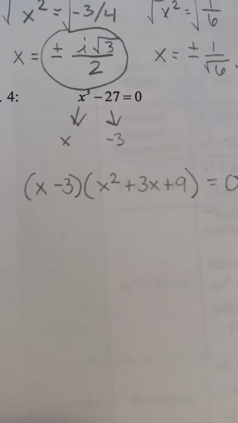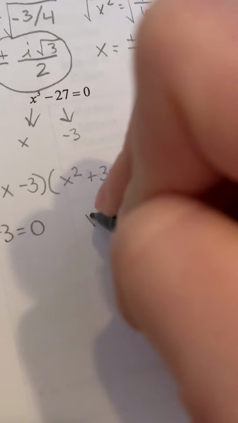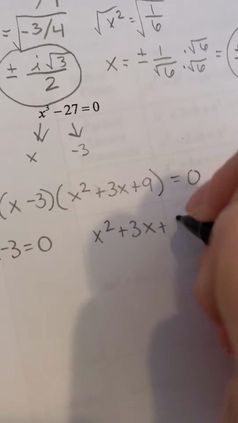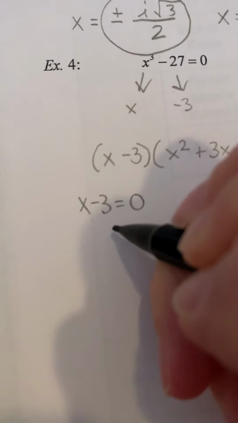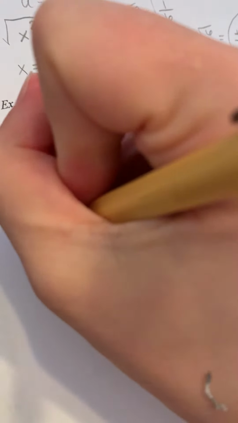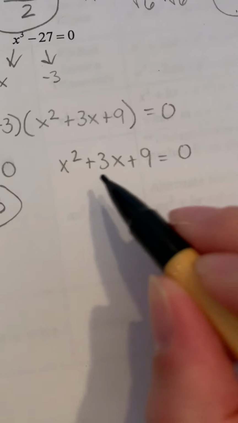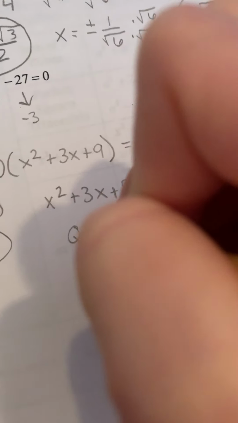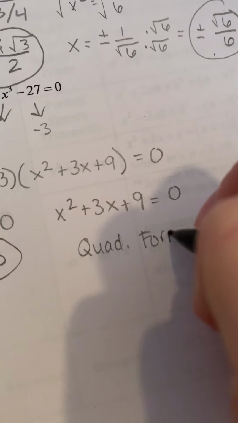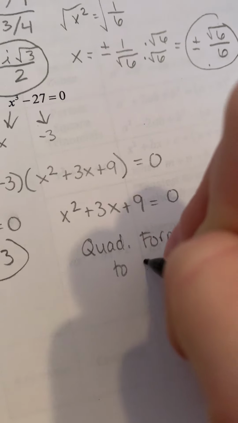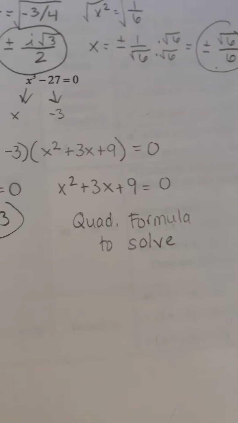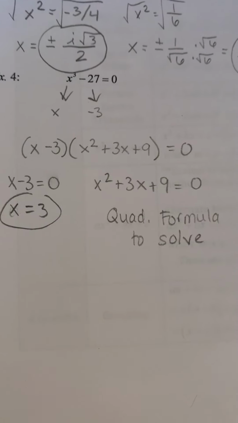Now, once it's factored, we set to 0 and solve. So x minus 3 equals 0, and x squared plus 3x plus 9 equals 0. Well, this is super easy to solve, right? That just gives us x equals 3. But this one here, we can't keep factoring, so what I now need to use is the quadratic formula to solve, which I will let you try. Come back to look at the finished answer though.